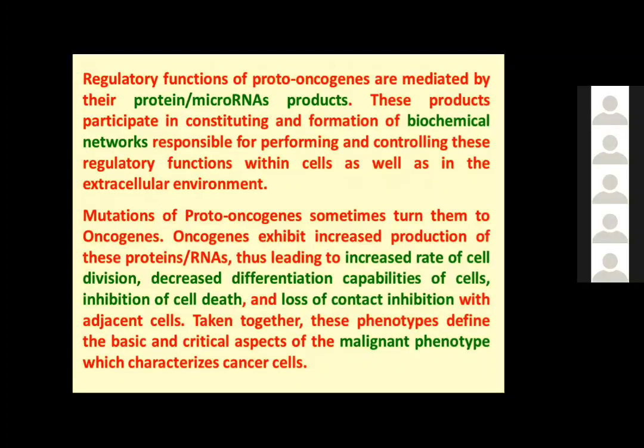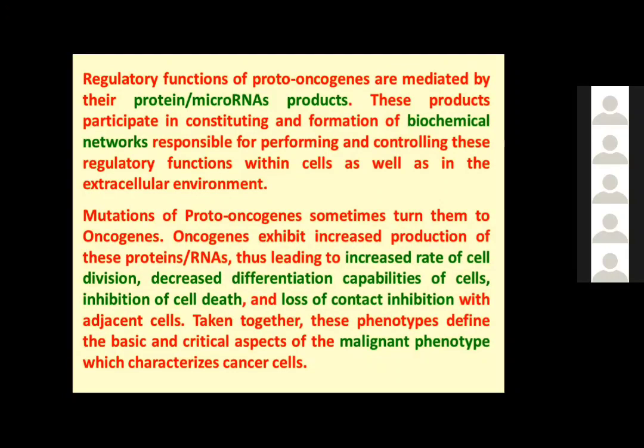Mutations of proto-oncogenes sometimes turn them to oncogenes. The oncogene exhibit what? A major difference between proto-oncogenes and oncogenes is a quantitative difference as regards gene expression. Oncogenes exhibit increased production of these proteins produced by the proto-oncogenes. This leads to increased rate of cell division, decreased differentiation capabilities of the cells, inhibition of cell death, loss of contact inhibition. These are some of the features of what we call the malignant phenotype.